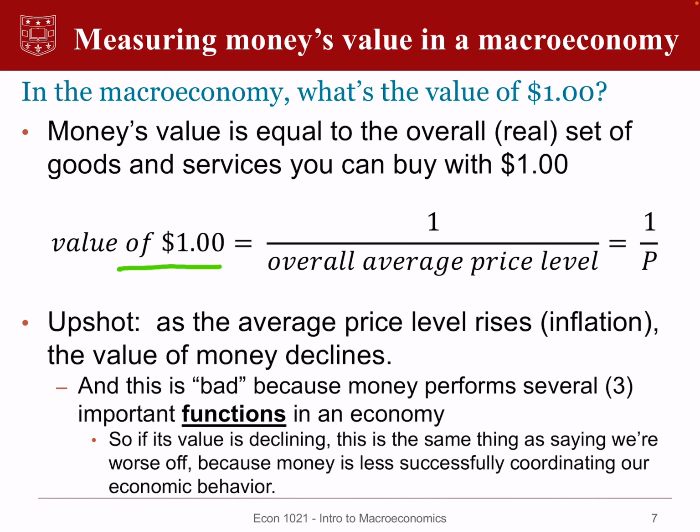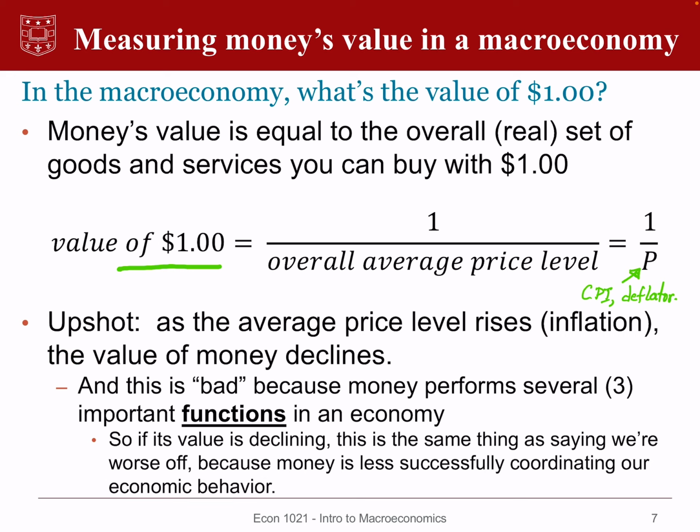But what is the overall average price level? Our notation for that was P, and we could be thinking about, say, a consumer price index or a deflator. Again, this is one of those instances in which we don't need to be specific about precisely which measure of the average price level we're using. We're just saying we're going to use an average price level. And so again, we have the basic conclusion that as the average price level rises, in other words, as we have inflation in the macroeconomy, the value of money declines.